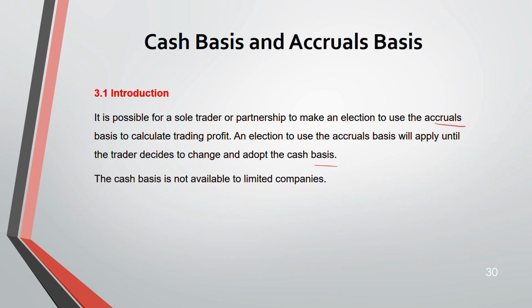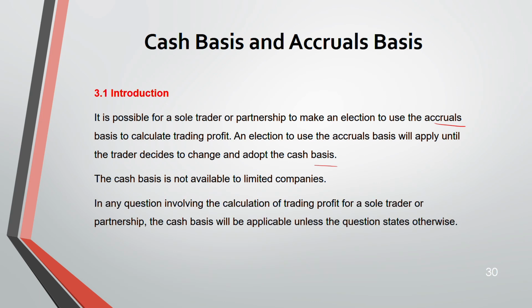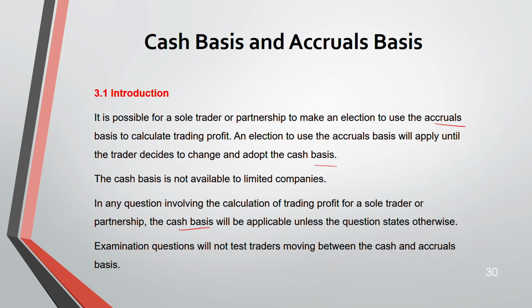Cash basis is not available to limited companies. Companies always use accrual basis because it's very difficult for big companies, the limited companies, to go by cash basis. In any question where you have to calculate trading profit, whether for sole trader or partnership, always use cash basis unless the question says otherwise. Examination questions will not test traders moving between cash and accrual basis. Either they will stick with accrual or cash.